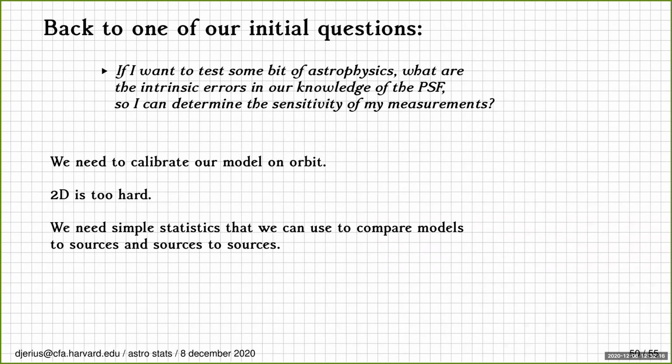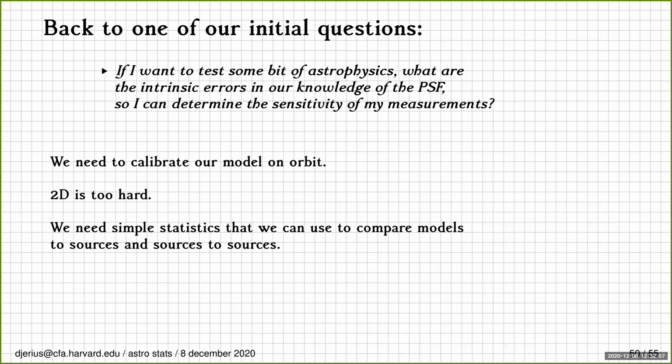So with all of that, if we go back to one of the questions, which is that if you want to test some part of astrophysics, what are the intrinsic errors in our knowledge of the PSF? Right now, the only way we can do that is we take our model, which is what we present our users, and we can compare it to observations. And we hope that we choose observations which don't have intrinsic astrophysical structure or weirdness, so that we can take a star and know it's a star and look at the resultant PSF and say, if we compare it to our models, aha, that's the problem in the models.